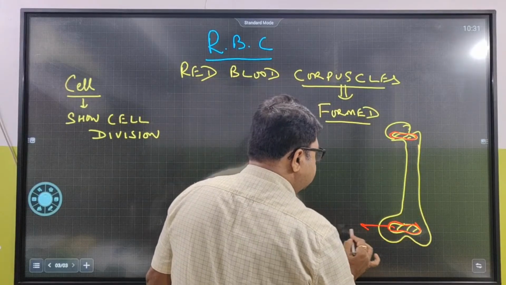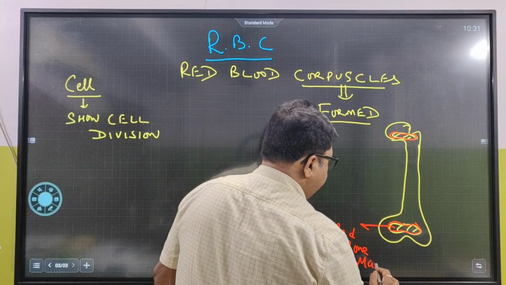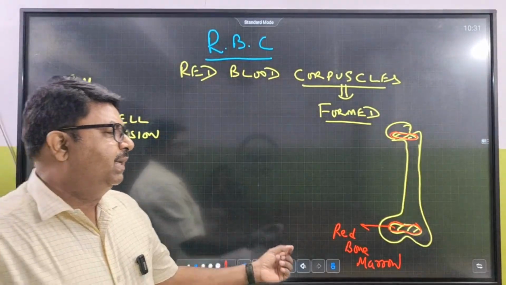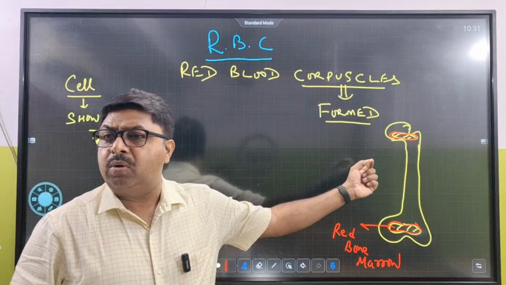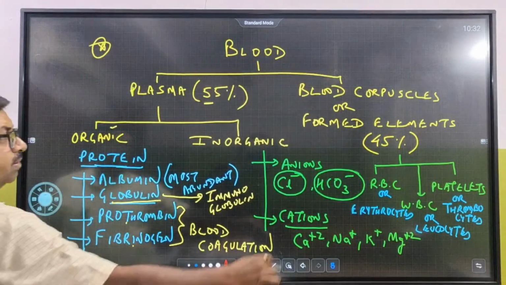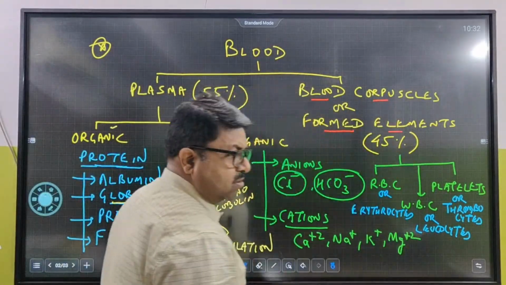Got the point? So this is the red bone marrow. Whenever there is a need for formation of RBC, where does it have to be produced? Inside the red bone marrow. And that's why these blood corpuscles are also called formed elements.